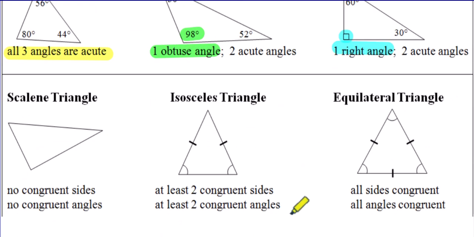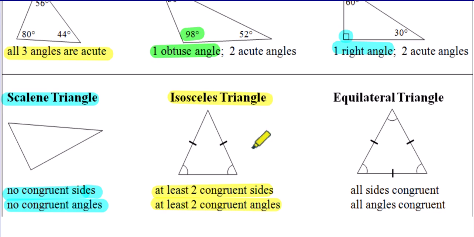All right, let's talk about other ways of classifying triangles. Scalene triangle, isosceles triangle, equilateral triangle. A scalene triangle is going to have no congruent sides and no congruent angles. So none of the three sides are going to be the same and none of the three angles are going to be the same at all. If you have a triangle where at least two of the sides are congruent or at least two angles are congruent, actually both is going to be true, then that is an isosceles triangle.